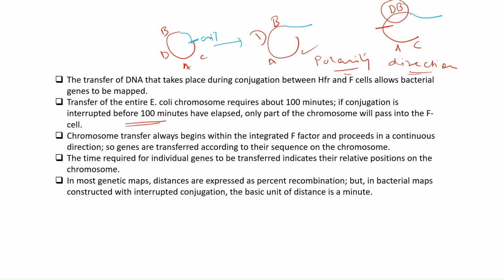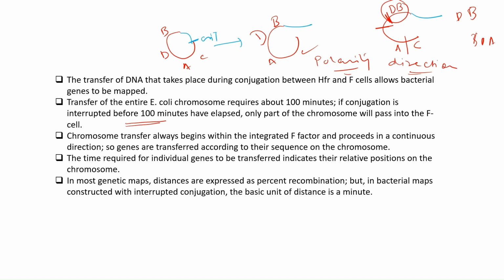After halting it at 2 minutes maybe, suppose 2 minutes, if we stop the process of conjugation, still we are getting the B gene and D gene. Maybe after 35 minutes if we stop the process of conjugation, we'll get the B gene, D gene and A gene. So that's how we can interrupt the process of conjugation at different time intervals to decide the position of genes present on that particular chromosome.